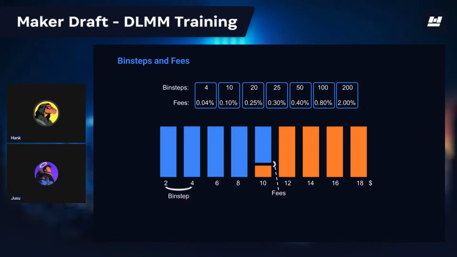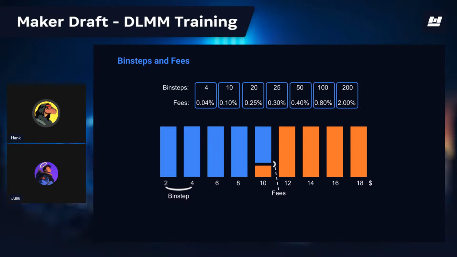Now, on Metropolis on the pool page, you will see numbers like bin steps and fee settings. The bin steps you will see between 4 and 200, and these show how much the price moves from one bin to the next. So if the price is moving from one bin to the next, what is the price difference with that?